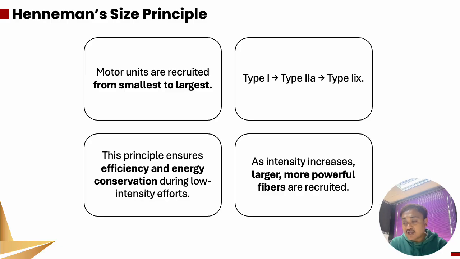Now, if you refer to the diagram here, you can see this gradual increase. As intensity rises, your nervous system brings in more motor units, including the bigger, more powerful ones, right? This strategy helps you save energy during low intensity activities, and it also makes movement more controlled. But when intensity kicks up, like during a sprint or maximum lift, those larger high threshold units jump in.